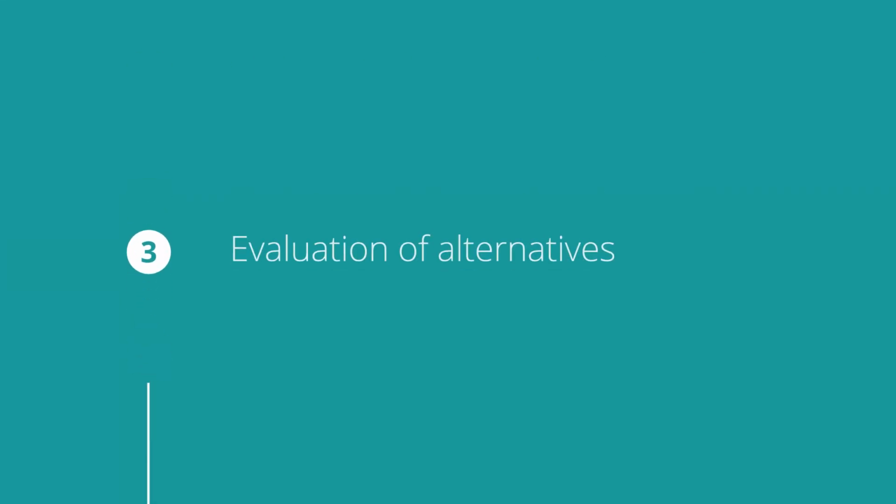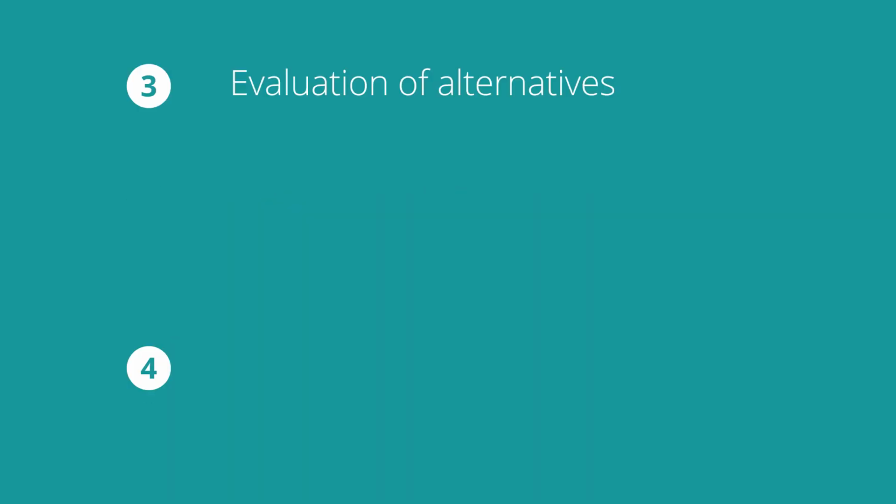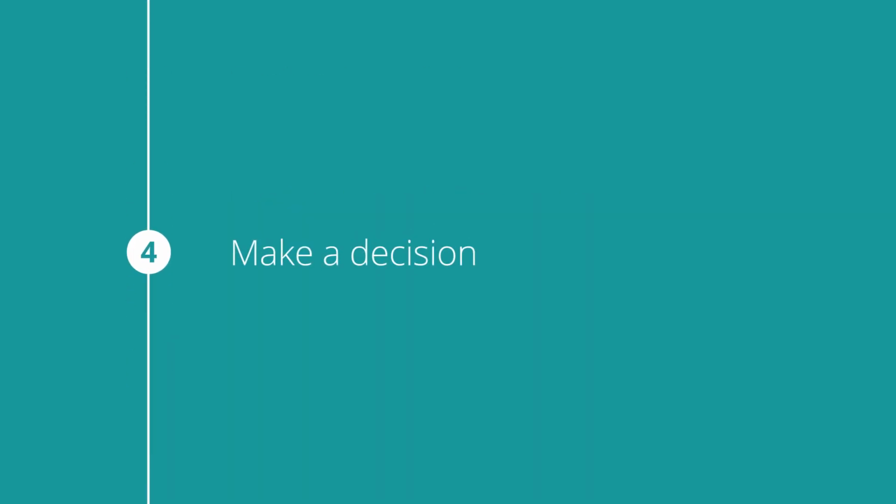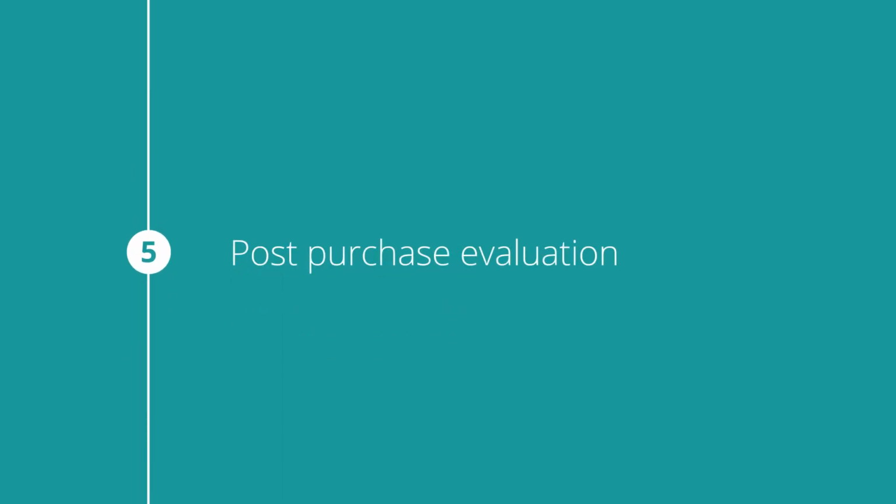Stage 3, evaluation of alternatives. Okay, I have this one option I like, but what about these others? Stage 4, I have to actually make a decision, and which will I purchase? This is the purchasing decision. And then stage 5, the post-purchase evaluation. Was this the right decision for me, or did I make a mistake?